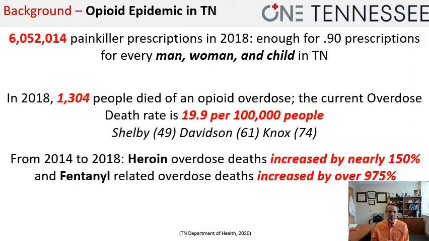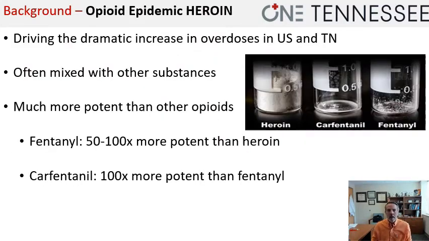From 2014 to 2018, heroin overdose deaths increased nearly 150%, and fentanyl-related overdose deaths increased by over 975%. So while these numbers are really stark and they sound bad, I promise you, the most recent data coming out after the pandemic is even worse. So we still have a lot of work to do in this area. This current opioid epidemic and opioid epidemics of the past have often been associated with heroin.